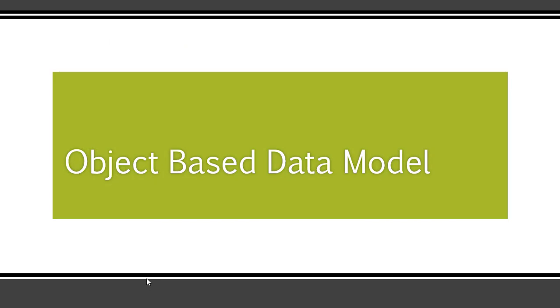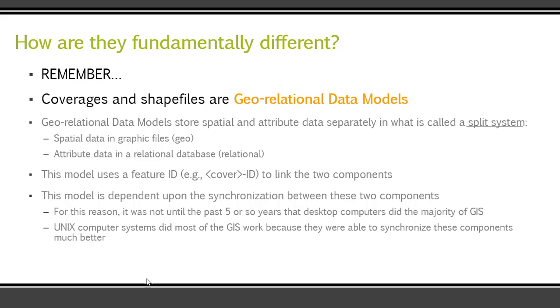All right, so the geodatabase model is fundamentally different than the data models coming before it, the coverage data model and the shapefile data model. So in this section of the lecture, we're going to go over and introduce the object-based data model. But as a review, I want us to remind ourselves that the data model for coverages and shapefiles was called the georelational data model. And remember, that was the model where your spatial data and your attribute data are stored separately in separate files in a split system. And the way that the data works is it has to synchronize between those two components. So there's data synchronization. So a mini relational database structure is happening in there in order to get your spatial data and your tabular data to synchronize.